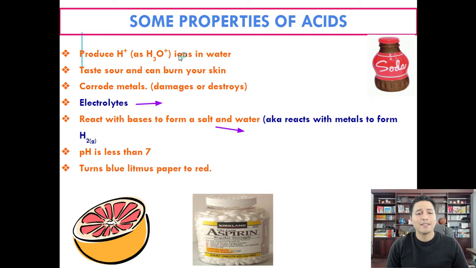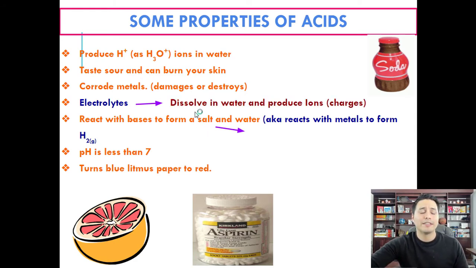Next we have acids that are electrolytes. Now there's different types of electrolytes that I told you we're going to be studying further. But for now, all you need to know is that an electrolyte simply is something that dissolves in water and produces ions. Next, it's important to understand that acids, when reacting with a base, form a salt and water. Now, whenever you form salt and water, this is known as a neutralization reaction.